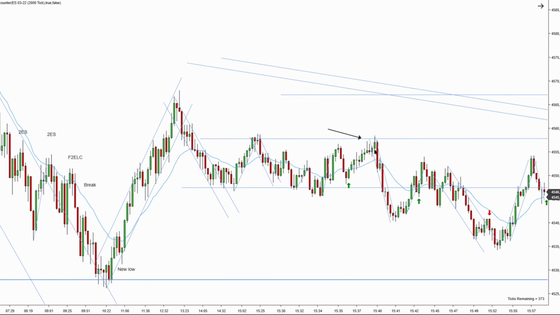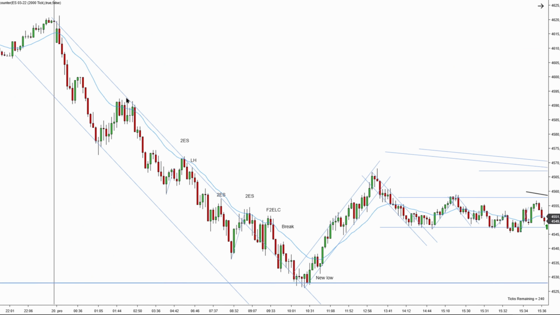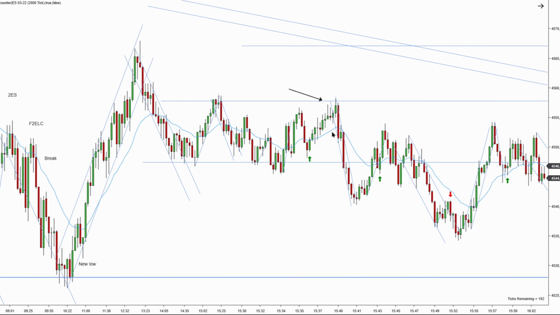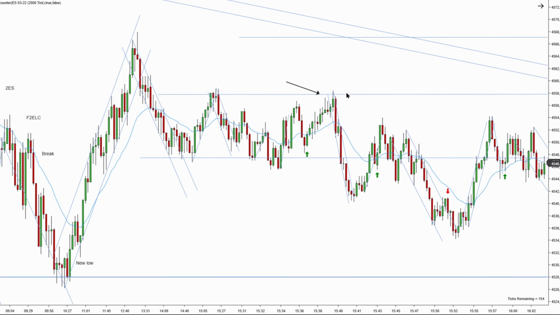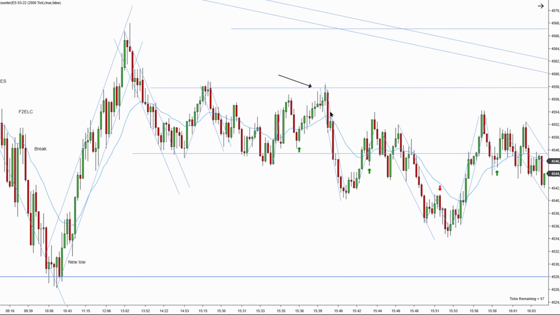All right, still, if you don't see any entry during this consolidation, that's completely fine. It's always better to stay patient, because this is a clear, easy structure, very predictable, and this is a clear indecision. So when it's in indecision and you don't have good setups to buy and sell, it's completely okay to be patient. Patience is better than forcing a trade.